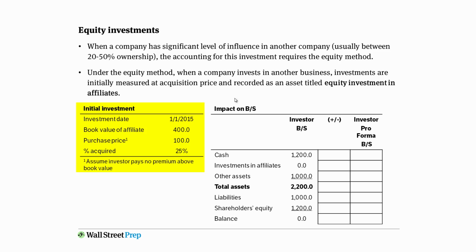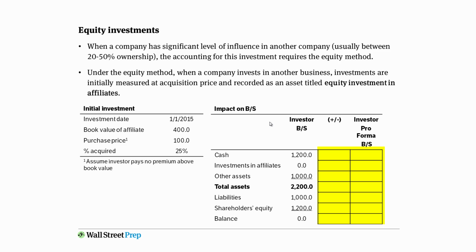And so here we walk through a very simple example of that. Imagine that on the investment date, January 1st, 2015, we acquire a business that has a book value of $400 million, and we acquire 25% of it for $100 million. So we acquire 25% of a $400 million book value business for $100 million. Obviously, in this very simple exercise, we're assuming that the investor pays no premium above book value. We're going to relax that assumption shortly. So the question is, what is the impact on the balance sheet of the investor?